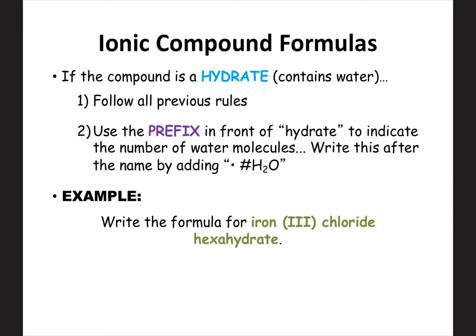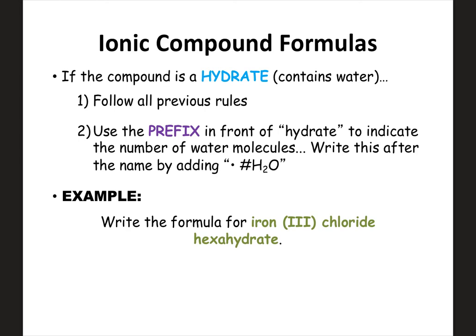You also need to be able to do formulas here with hydrates. Again, they have water in them, so you would follow all previous ionic rules, and then just remember here the prefix that's in front of the word hydrate tells you how many water molecules you need to multiply it by in the actual formula. So we can do this one together here. Write the formula for iron 3 chloride hexahydrate. So remember the steps for ionic, once you know it's ionic, metal, non-metal: symbols, charges, crisscross, simplify if you can. Again, feel free to write this out somewhere.